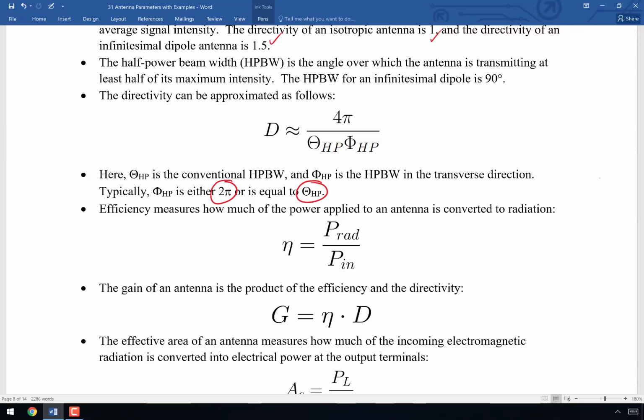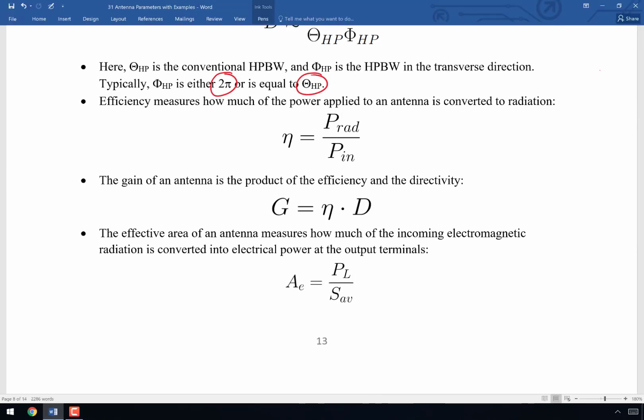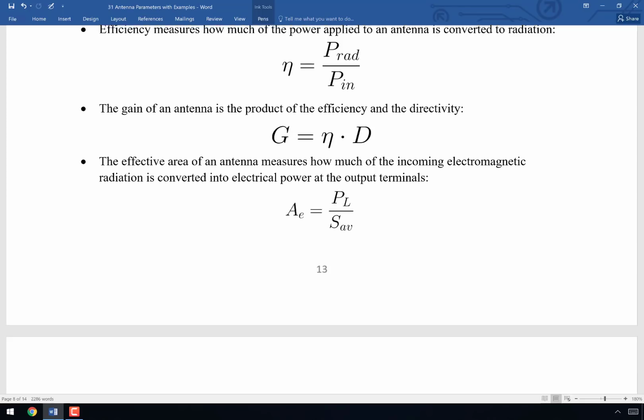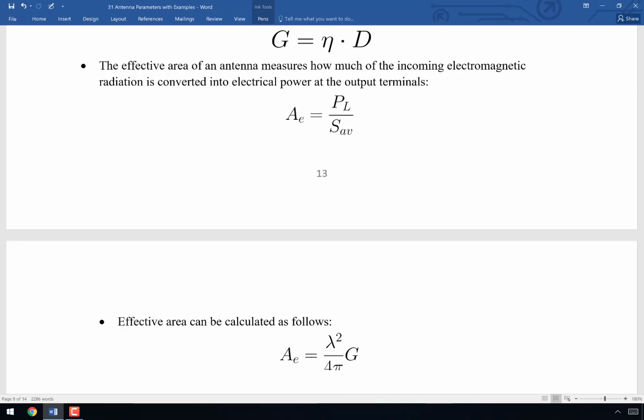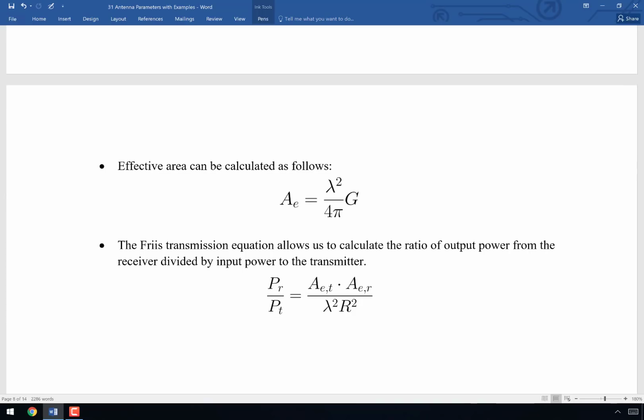Efficiency measures how much power applied to the antenna is converted into radiation, and gain is the product of efficiency multiplied by directivity. The effective area measures how well the antenna converts incoming radiation into power that can be applied to a load. The effective area can be calculated as lambda squared over 4 pi times the gain. And then finally, the Friis transmission equation is really what we care about. It talks about the transmission of power from end to end, from the input of the transmitter to the power that's coming out of the receiver.